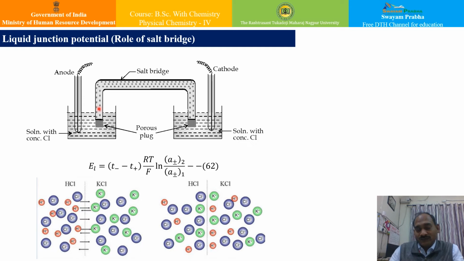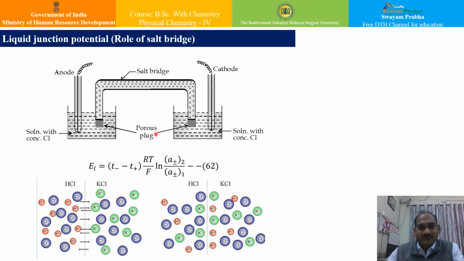Now in these particular salts, say if I prepare a salt bridge of KCl, the mobility of the K+ potassium ion and the chloride ion, or the ammonium ion and nitrate ion, are almost the same. That is, t minus and t plus are basically the same, and therefore from this particular equation the liquid junction potential is basically zero.